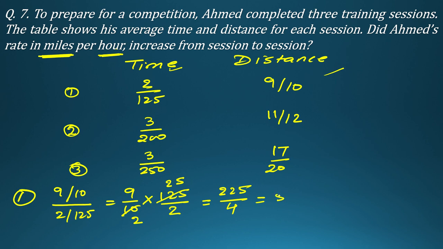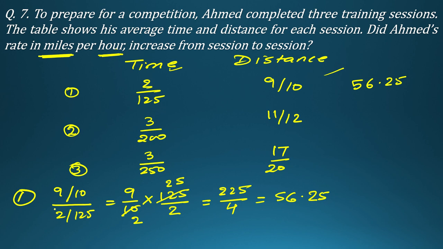Now divided by 4. 4 times 5 is 20, and then 4 times 5 is 20, 22 remainder, 4 times 6 is 24, 1 remainder, 4 times 2 is 8, 4 times 5 is 25. So for the first session, the average is 56.25 miles per minute, or whatever it is given, per hour or per minute, it's okay, because we are just converting into unit rate.